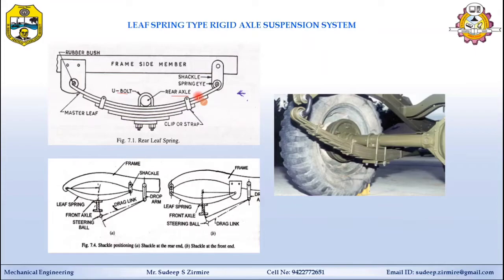It consists of a number of leaves called blades. The blades vary in length, they have different lengths. The longest spring has an eye on the ends. You can see here the spring eye at the top side of the longest spring. All blades are packed or assembled by these strips, which you can call a clip or strap.